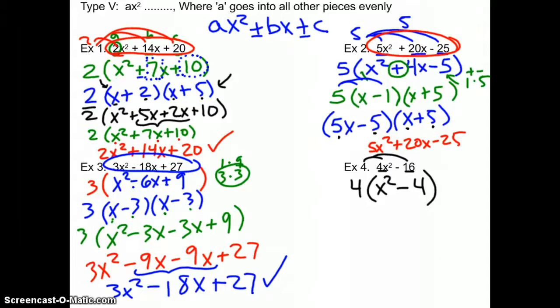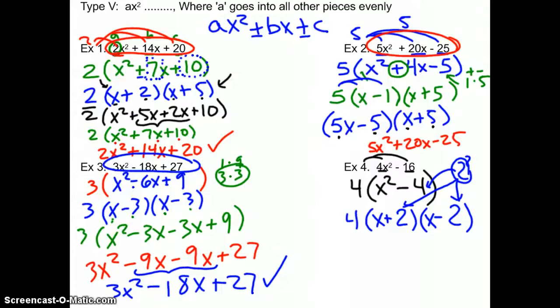Now I have a perfect square to factor. In my perfect squares, I know that one sign is positive and one sign is negative, and they have the same value. 2 squared is 4. So this is the value that I place in my parentheses. Last step will be to redistribute, FOIL, and check my answer.